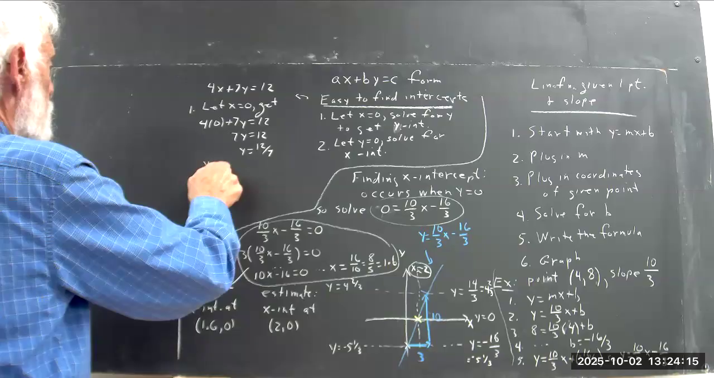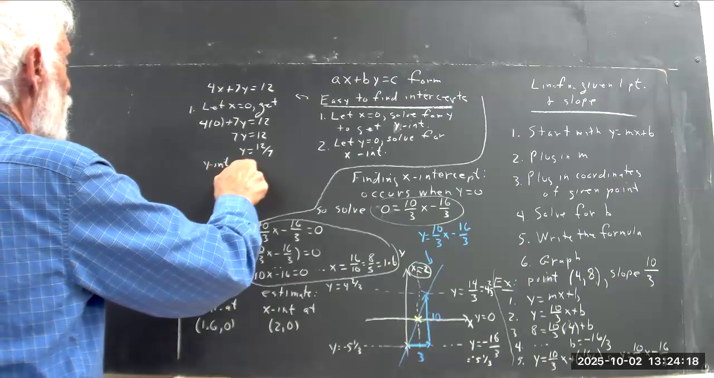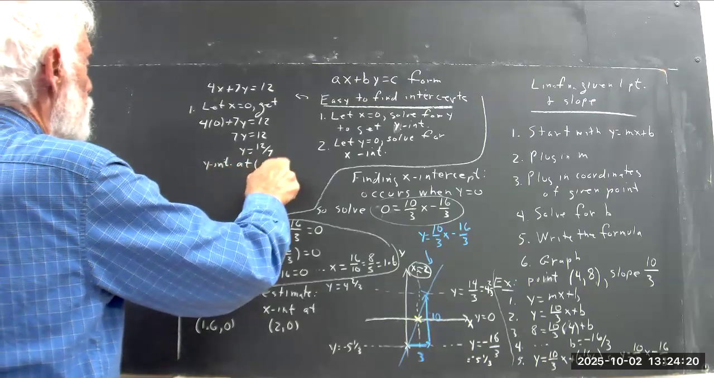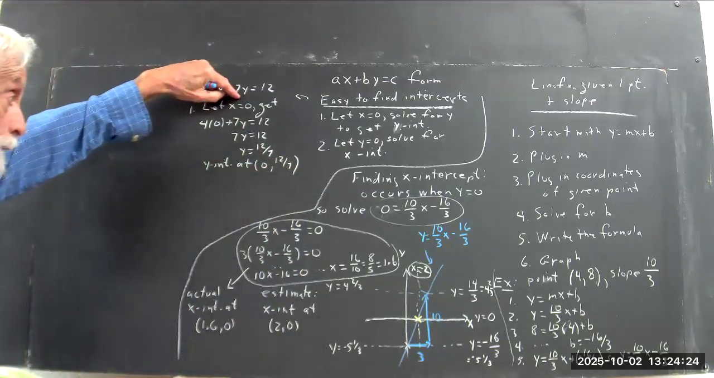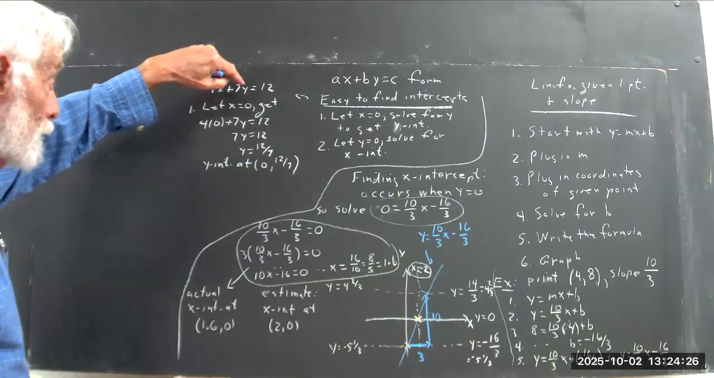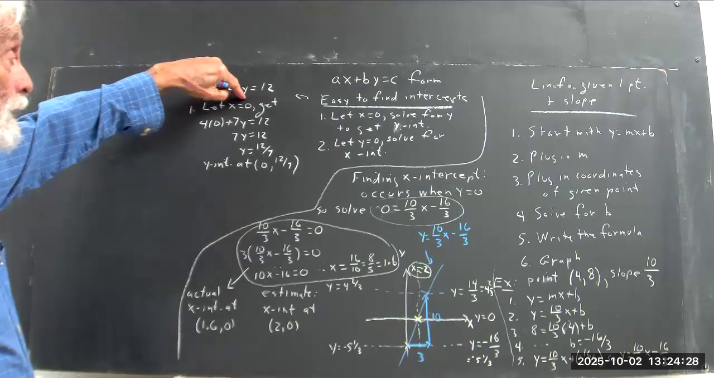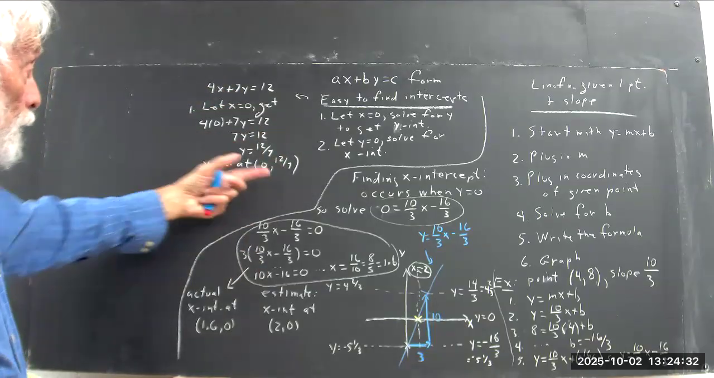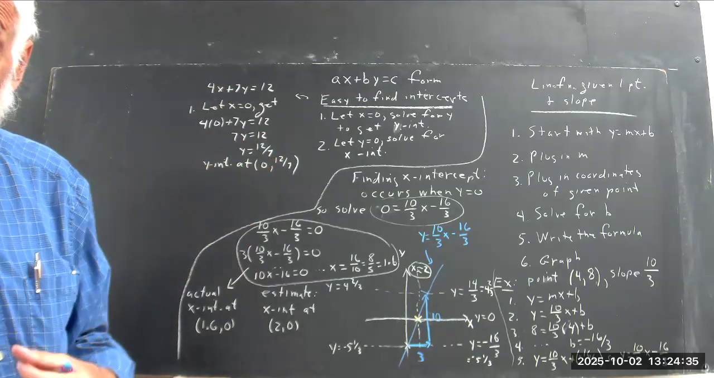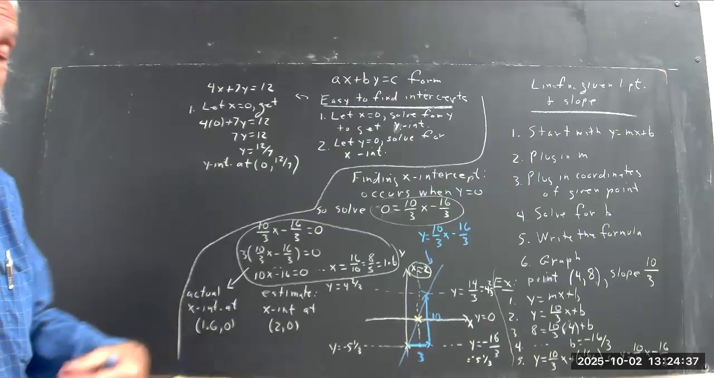So the y-intercept occurs at the point 0, 12/7. 0 because you assumed that x was 0. And then on the basis of x being 0, you found that y had to be 12/7. So there's a point on your graph, right? And it's on the y-axis. It's the y-intercept.